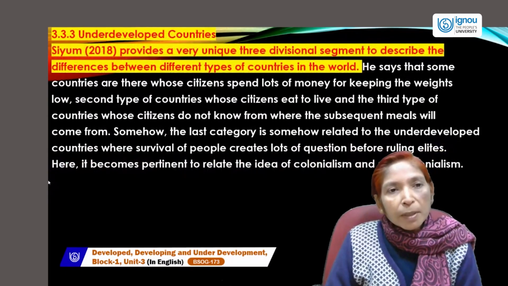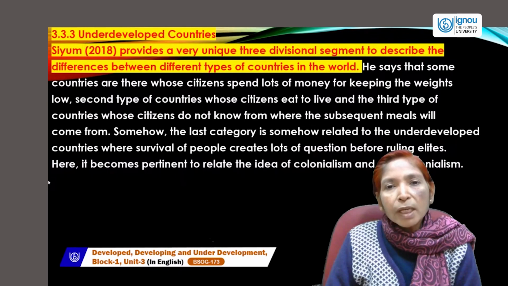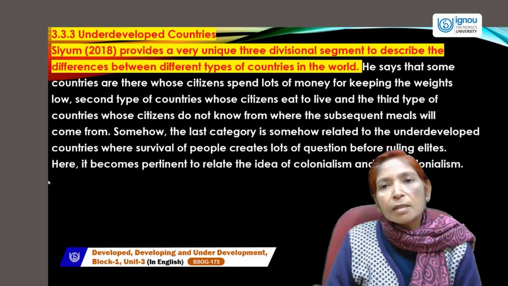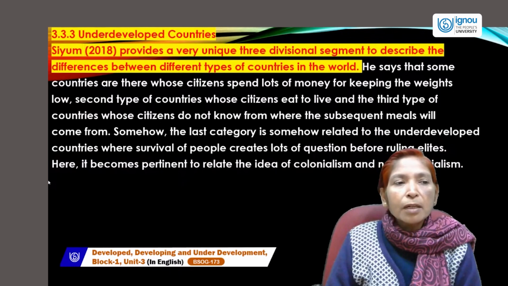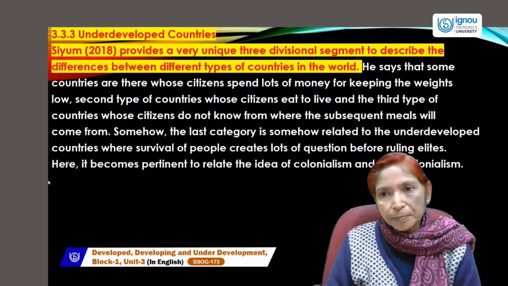Next is underdeveloped countries. Underdeveloped countries are those countries which provide a very unique three-divisional segment to describe the difference between different types of countries in the world.